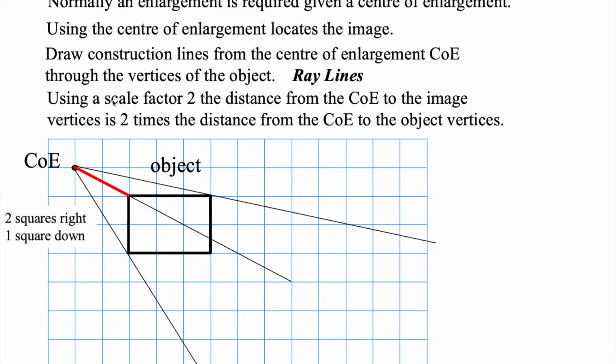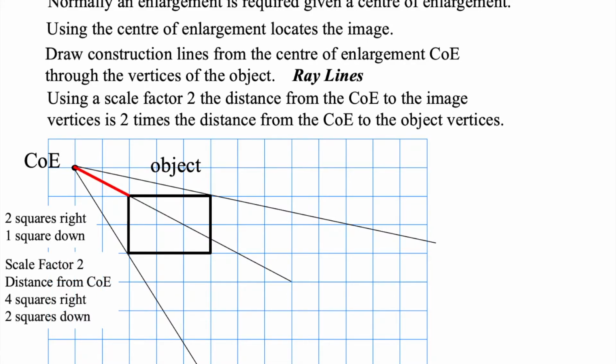Since we're using a scale factor of 2, what you do next, using this method, is count from the center of enlargement by doubling that. So that means 4 squares that way and 2 squares this way from the center of enlargement. So there it says 4 squares right, 2 squares down. So 4 squares that way and then 2 squares that way. That will be your first point.